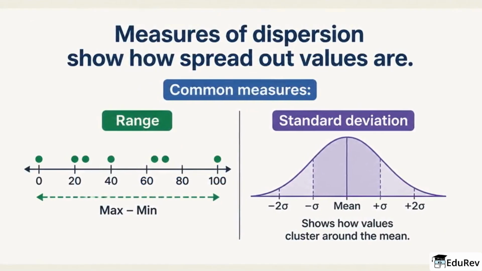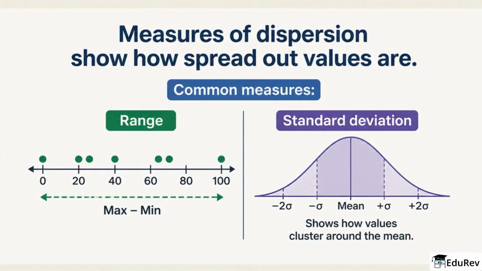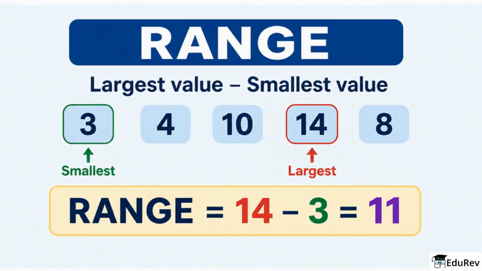Measures of dispersion describe how spread out the values are. Common measures are range and standard deviation. Range is the simplest. It is the largest value minus the smallest value. For 3, 4, 10, 14, 8, the range equals 14 minus 3, which is 11.